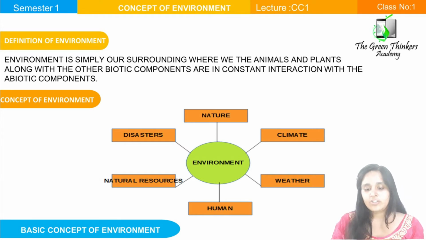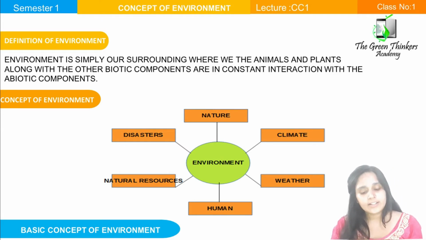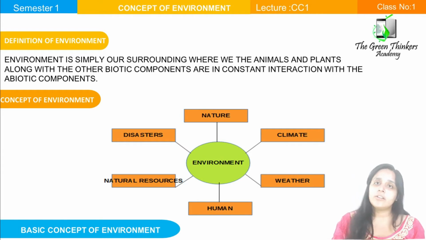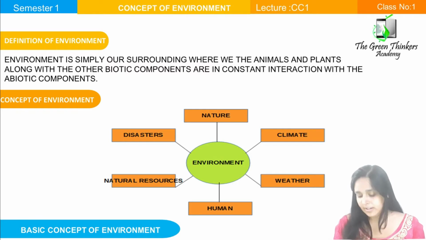Like we all know that nature is an integral part of this environment. Then we have the climate and weather. All these climate and weather, their minimal change also affects the environment. Similarly, we have the human beings. Okay, so in case of human beings, what happens? Human beings, they modify the environment. Natural resources determine the structure of the environment. Then we have disaster. Now the disasters also impact the environment. Okay, so all these six things actually form the basic structure for the environment.